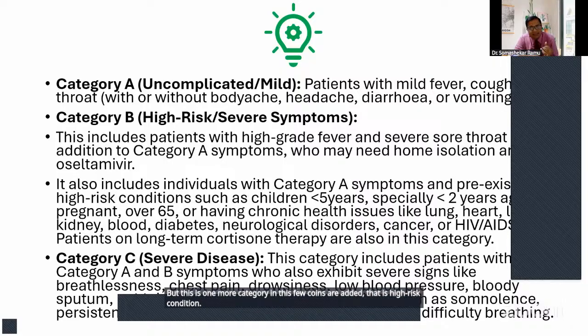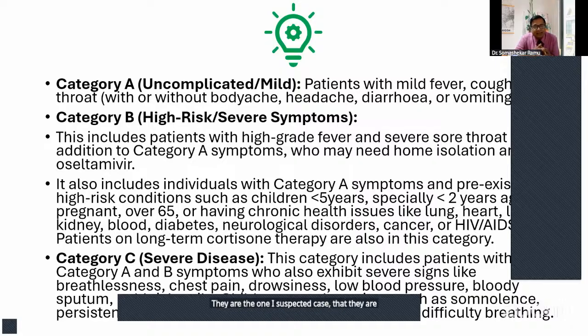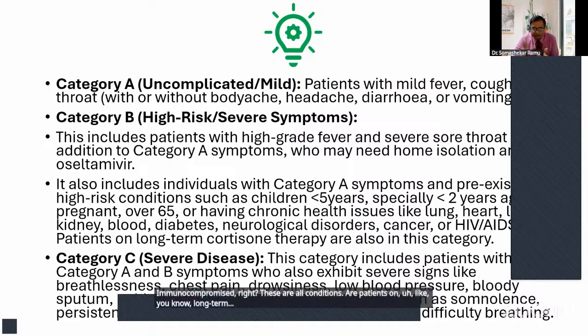Children less than 5 years and less than 2 years, pregnant women, and people at extreme ages like 65 are suspected cases included in the high risk or severe symptom group that comes to category B. Along with that, if they have chronic lung, kidney or blood diseases, long-standing or uncontrolled diabetes, progressive neurological disorder, cancers, retroviral disease, or are immunocompromised, these are all conditions. Patients on long-term steroids are all included as category B.